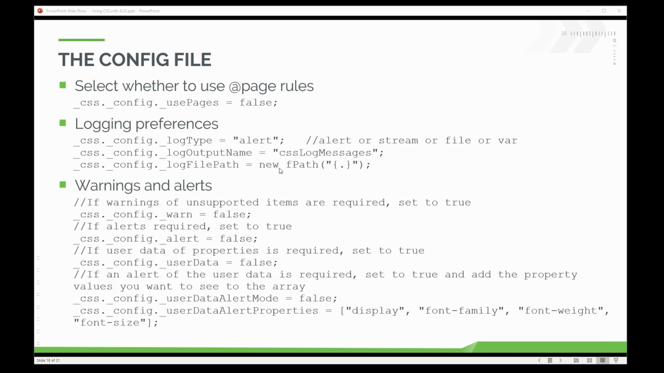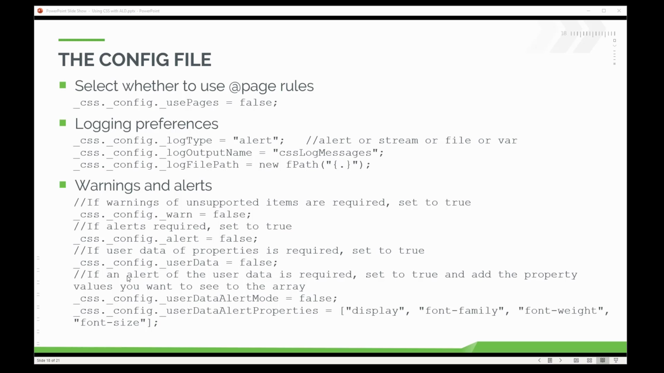If you're going to write it to an external file, then this log file path will give you the location of where you want to write that file to. So if you call it CSS log messages and it's at this location, a file called CSS log messages will be created at that location.